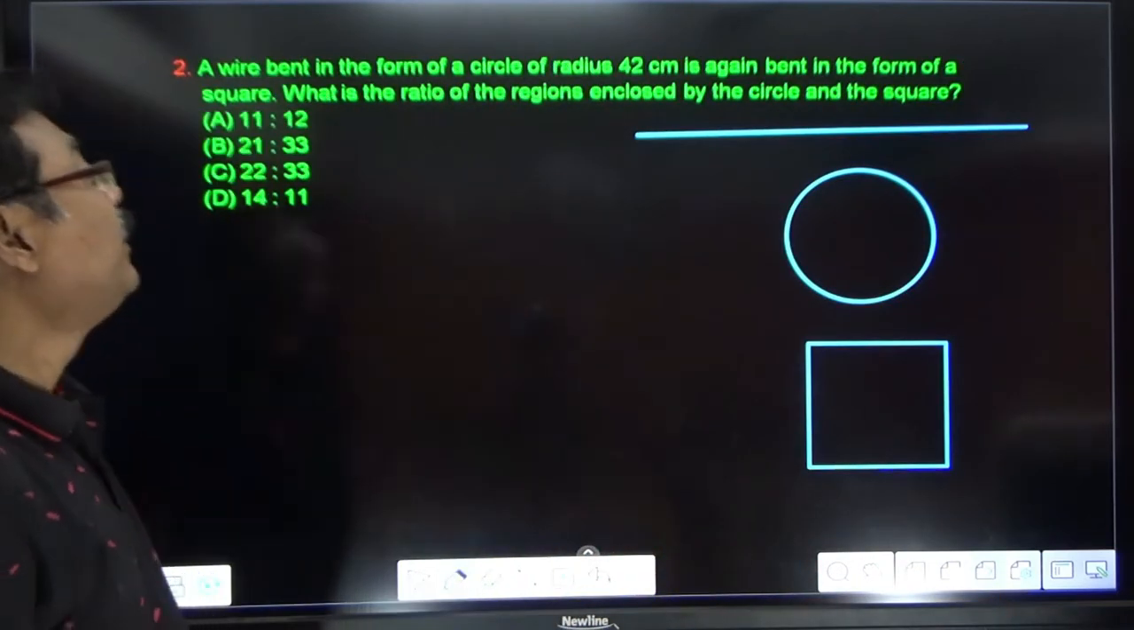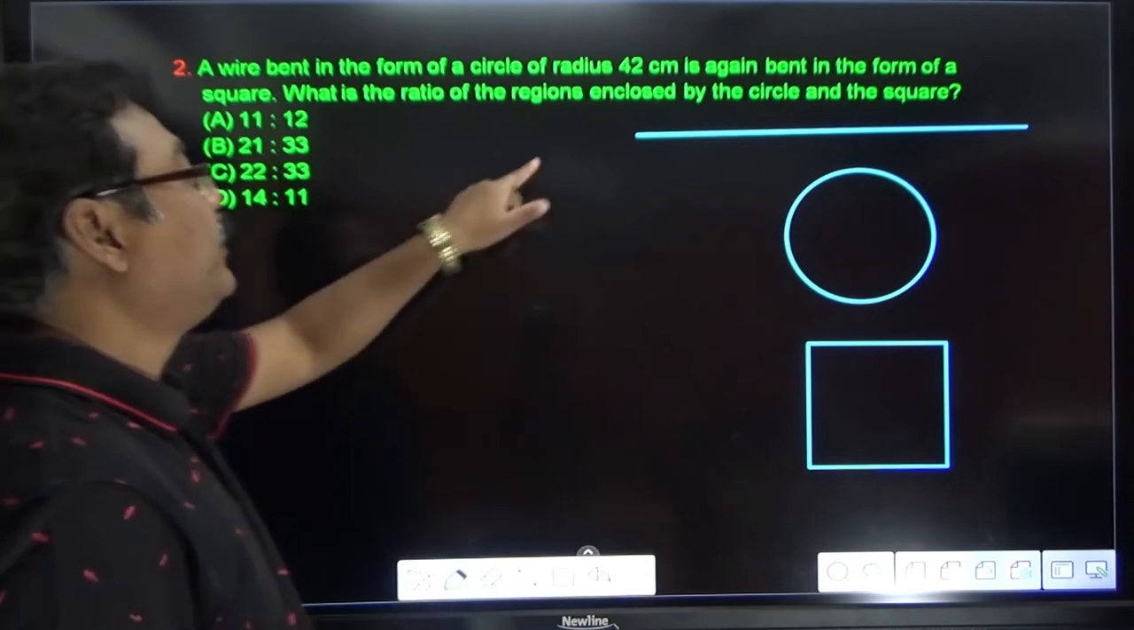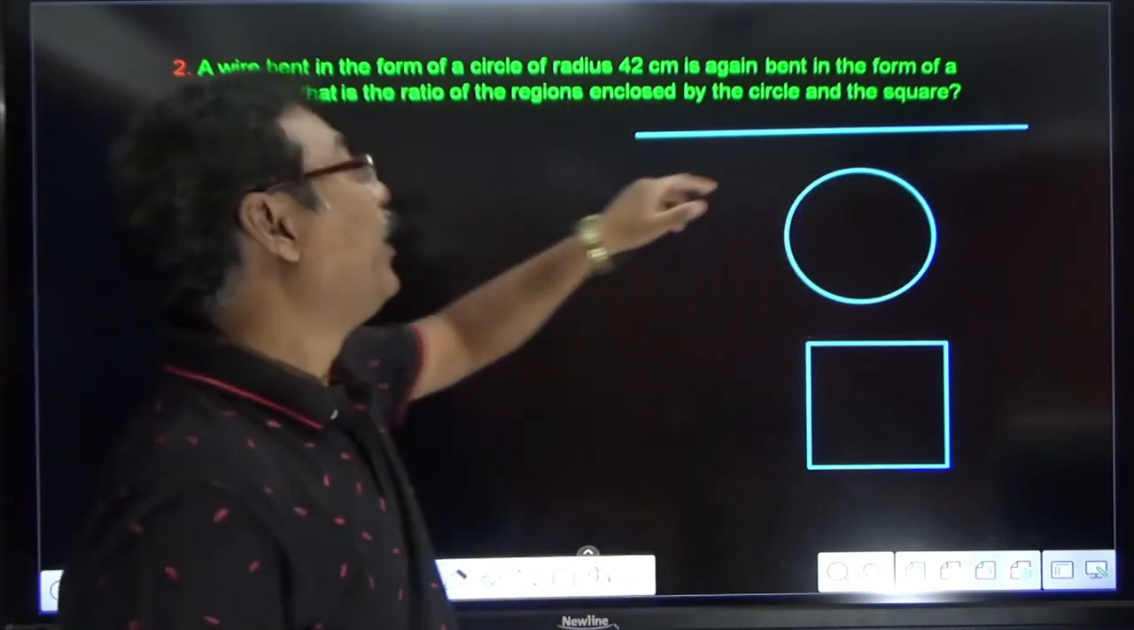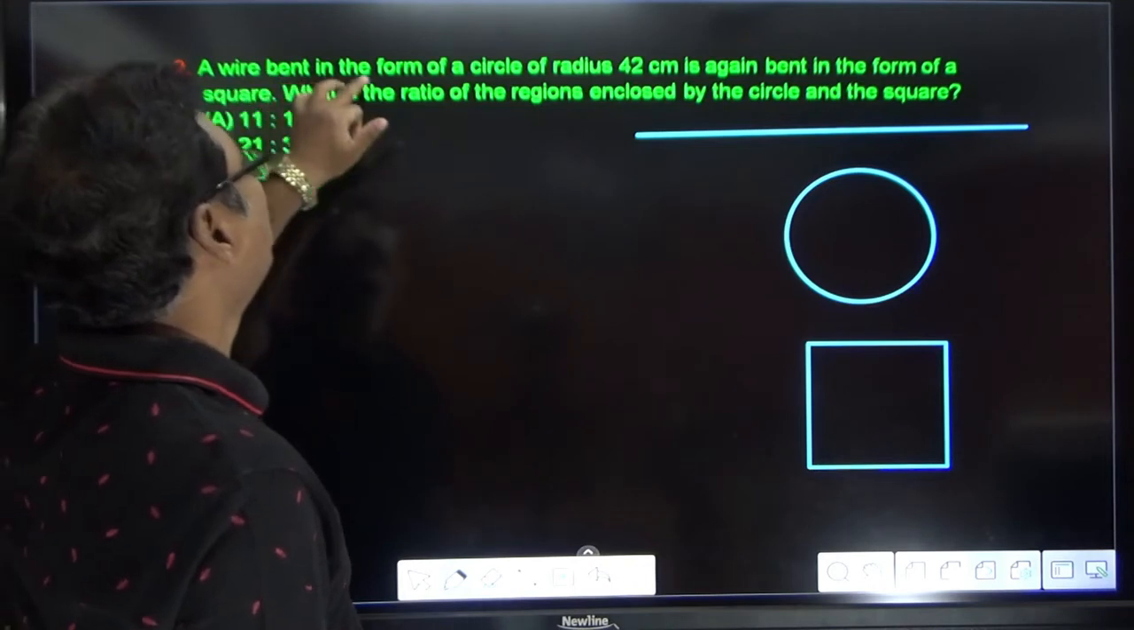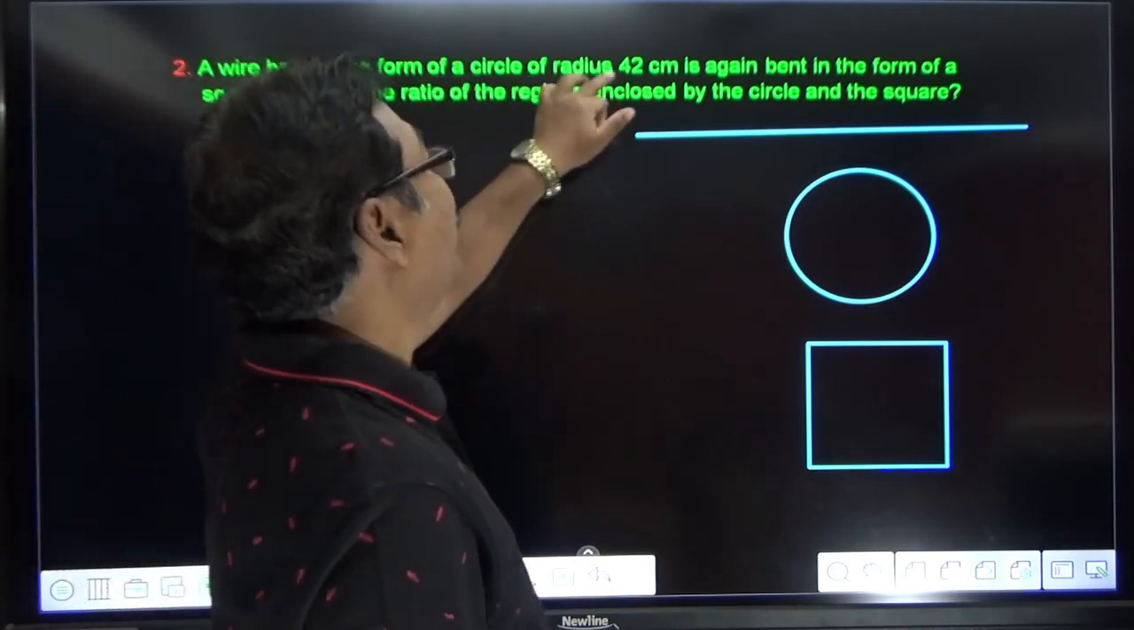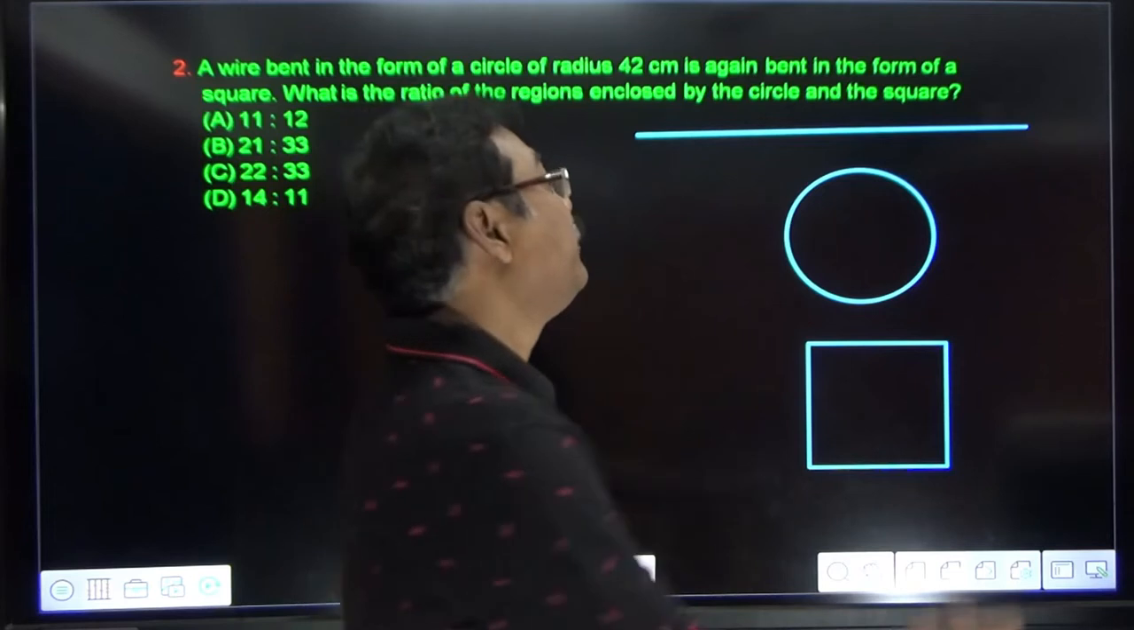What is given? A wire. See, this is the wire. A wire is bent in the form of a circle of radius 42 cm. See, this one is the wire.